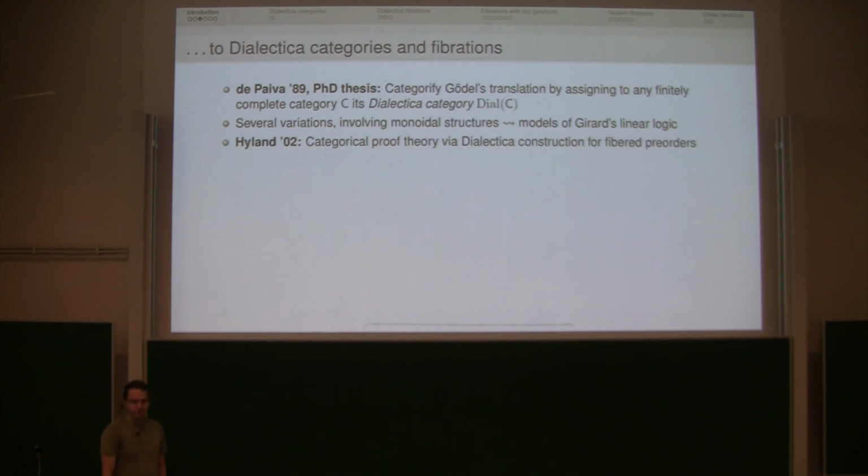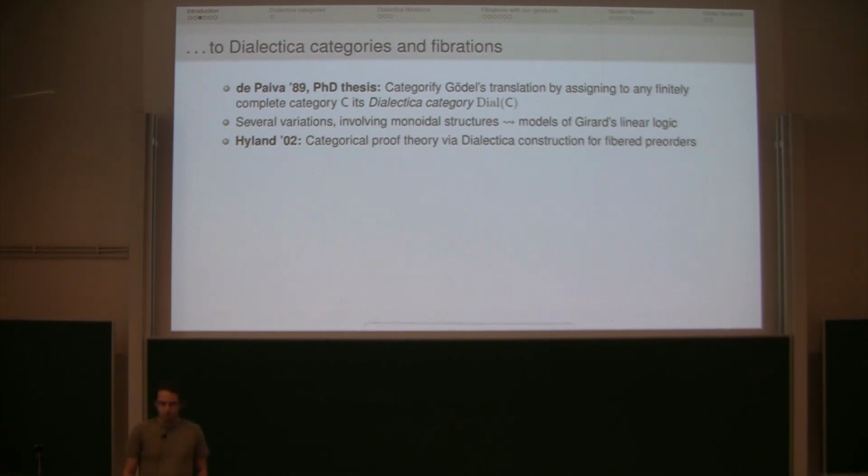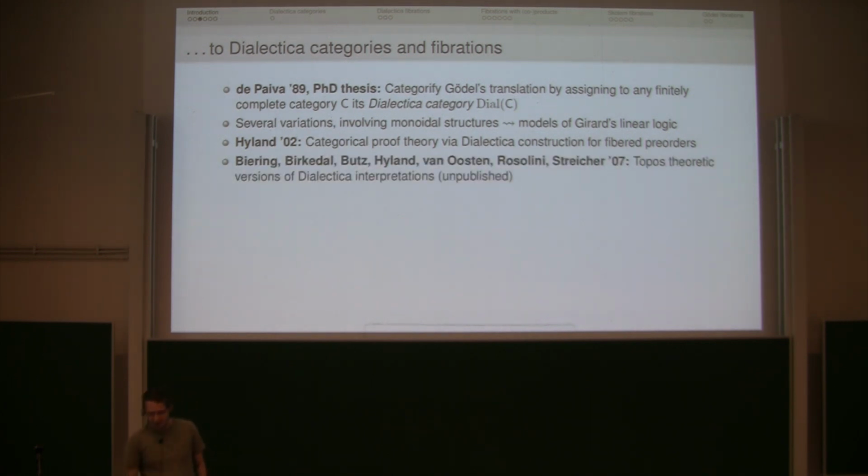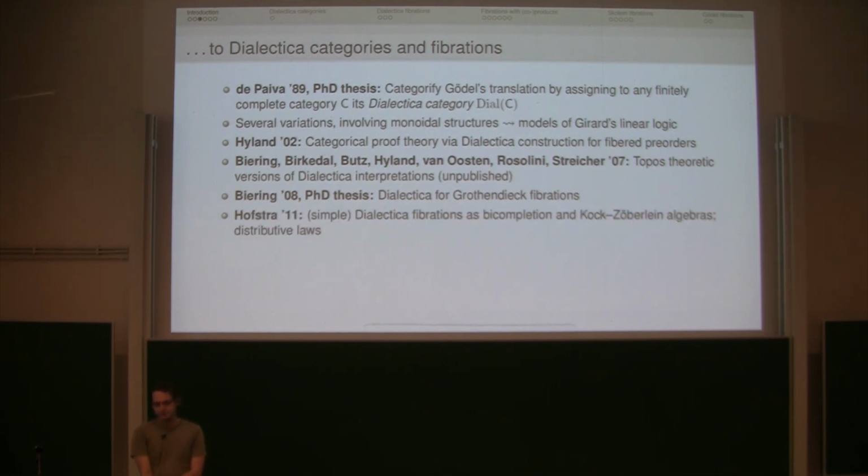More pertinent to the topic of the day is work by Hyland, who devised a categorical way of doing proof theory via a Dialectica construction on the level of fiber preorders. There's a bunch of authors that looked at topos-theoretic versions of Dialectica, and Biering, in her PhD thesis six years after Hyland, defined the Dialectica construction on the level of Gödel fibrations.